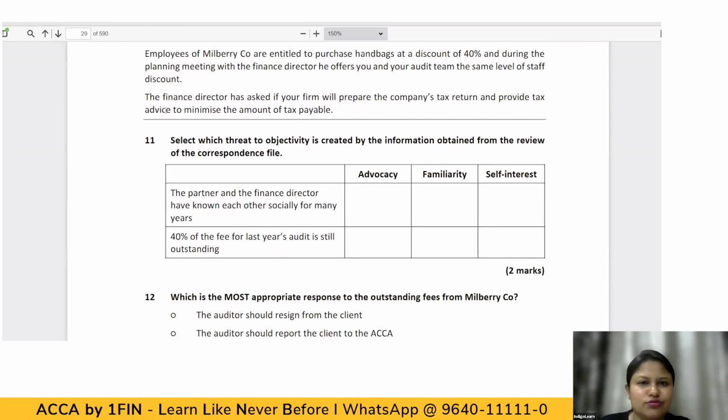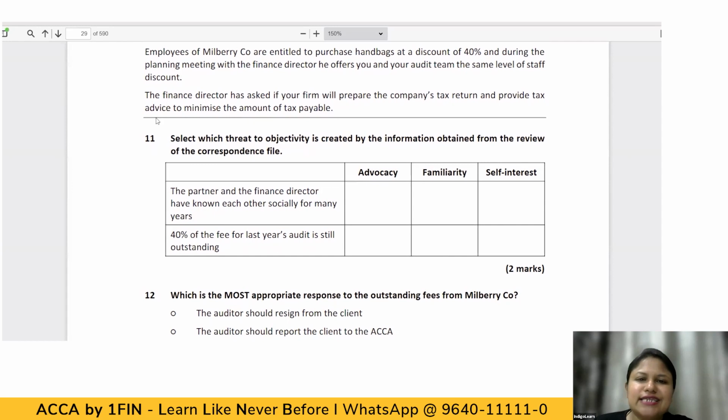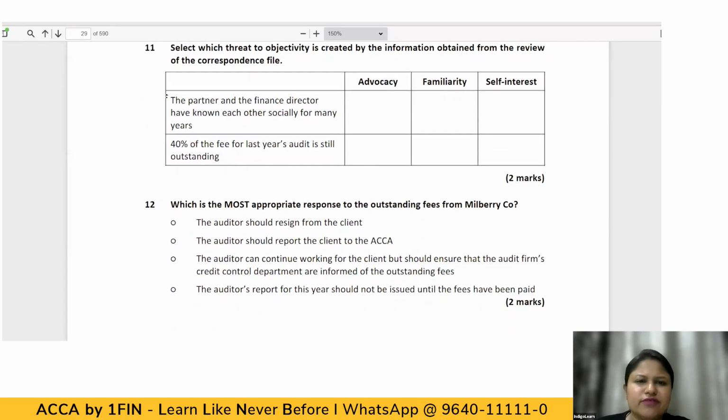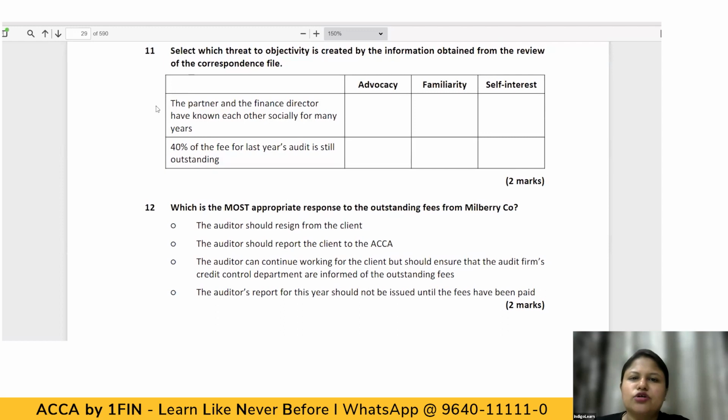So he's trying to indirectly bribe you. The finance director has asked you if your firm will prepare the company's tax return and provide tax advice to minimize the amount of tax payable. Okay, so there's a lot of information given. Select which threat to objectivity is created by the information obtained from the review of the correspondence file.